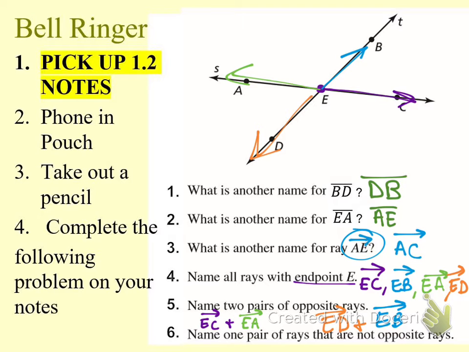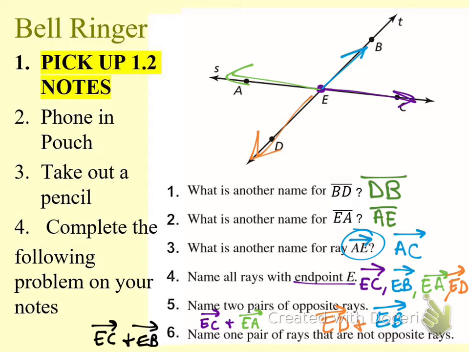All right, and then the last one, name 1 pair of rays that are not opposite. There are so many answers. Let's just pick 1 ray to start with. Sure. EC is not opposite with EB. What else is EC not opposite with? ED.